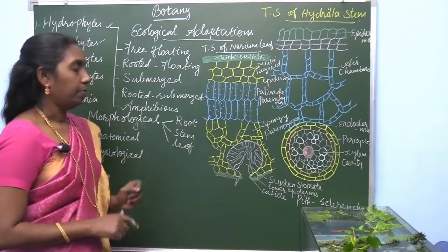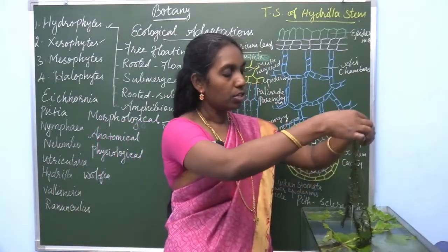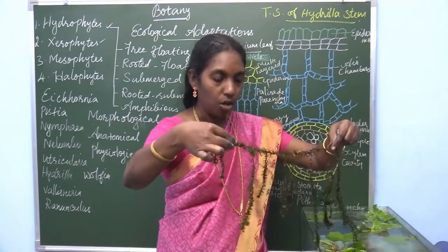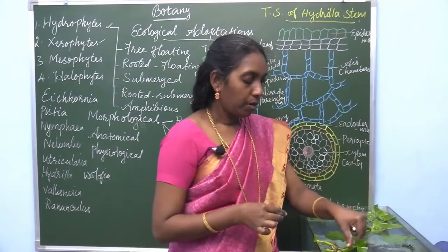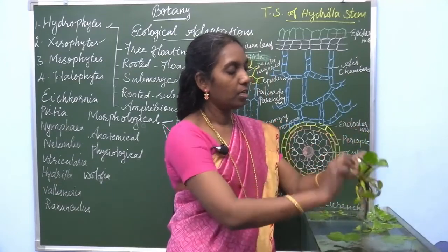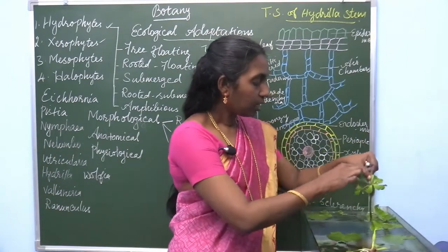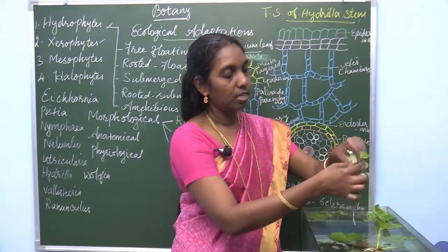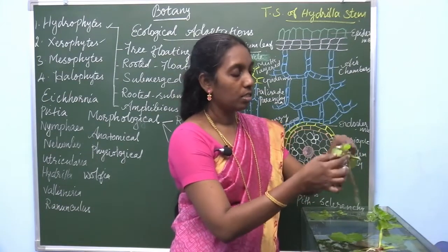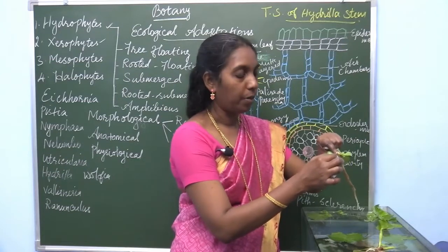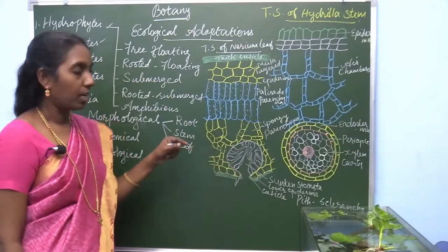Then what about the stem? The stem is long and slender. If you see the stem of Hydrilla, it's very long, slender and flexible. But look at this stem, here the stem is very thick, and in Pistia a stolon is present. This part is the stolon, which comes under the stem. Propagation also takes place by this stolon and offset.